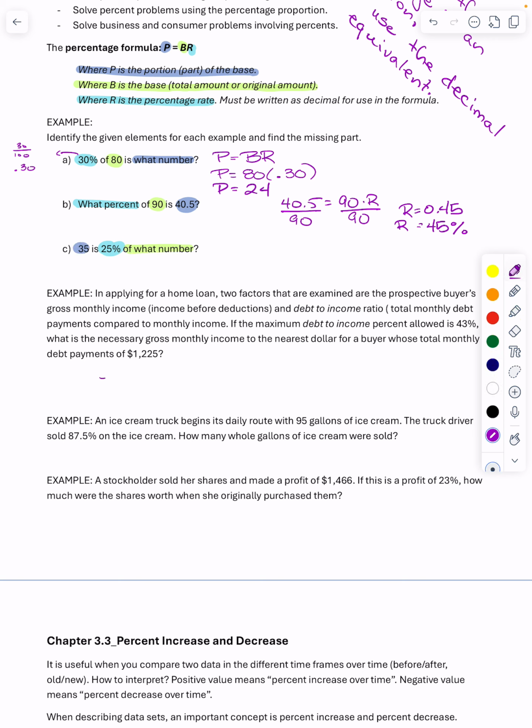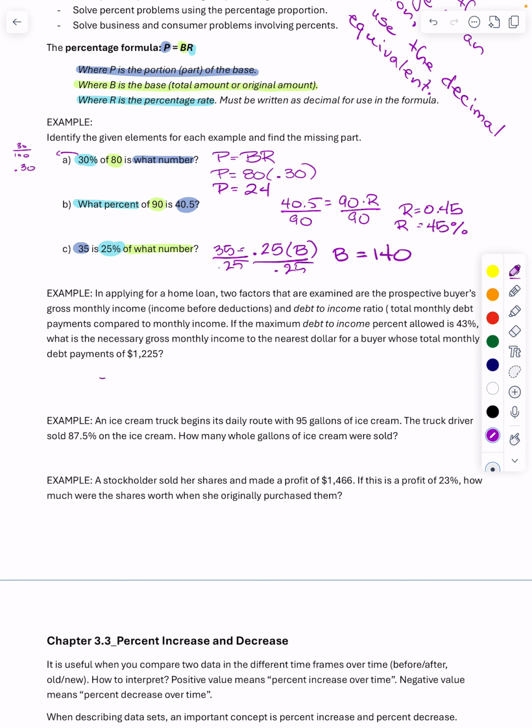Here's our 35. So I'm going to set this up as 35 equals, and I'm going to go ahead and write that 25% as 0.25. I'm going to stick it in front of the variable for base. It doesn't really matter what order, but convention says we put the coefficient, or the number, in front of the variable. I'm going to divide both sides by 0.25. And I get that the base number we started with was 140.